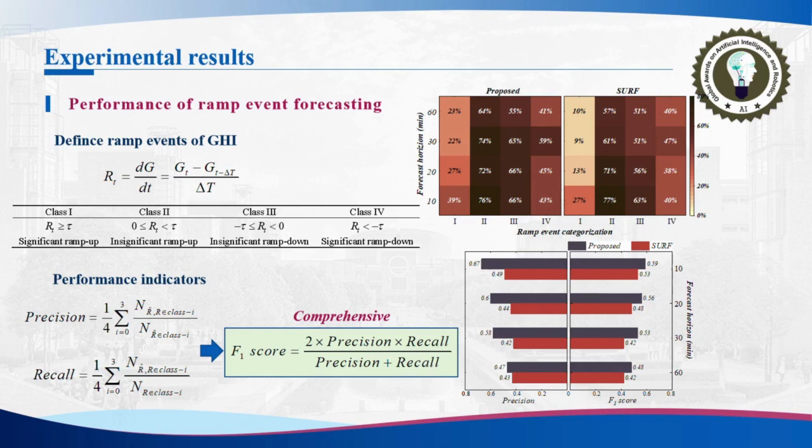Referring to the experimental results, our proposed method successfully forecasts the attribute fluctuations within GHI series, and across all the ramp event categories, our proposed method has ensured the highest accuracy compared with the suboptimal model, which is the speeded up robust feature extraction method.